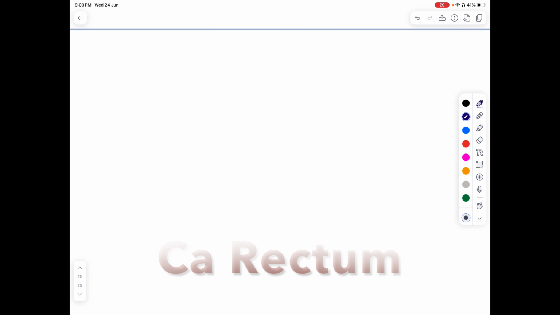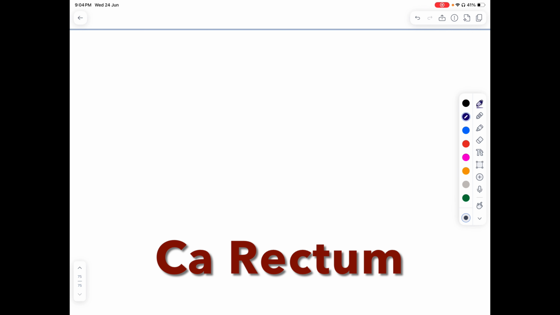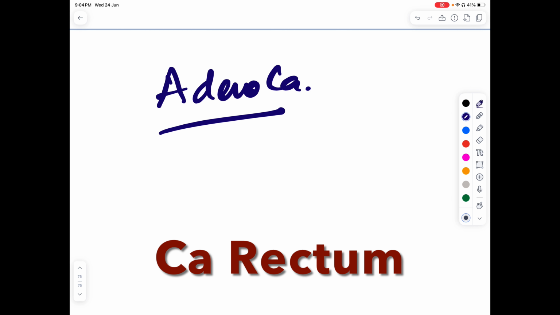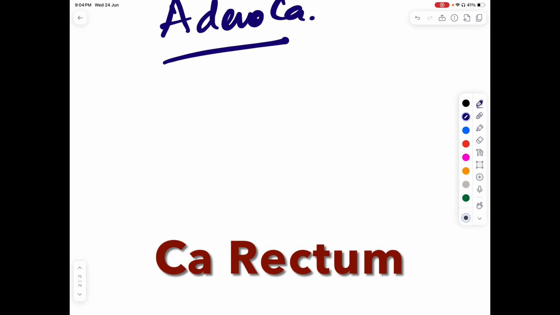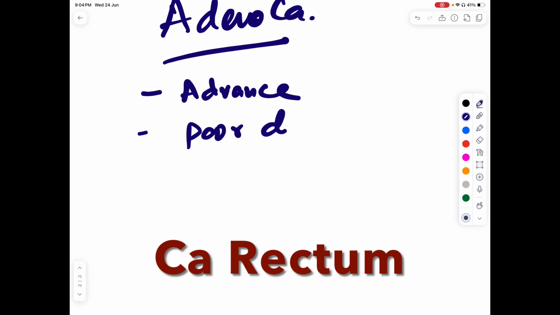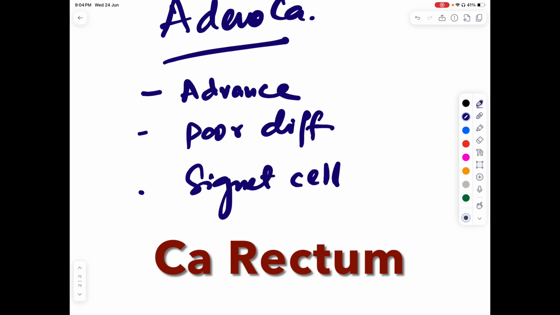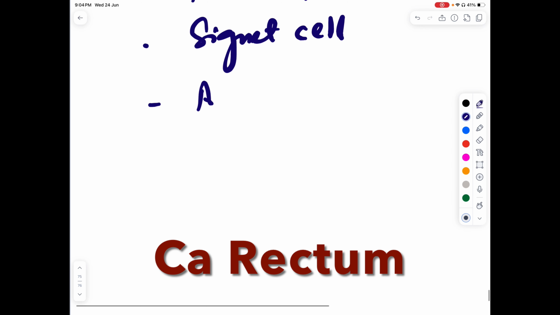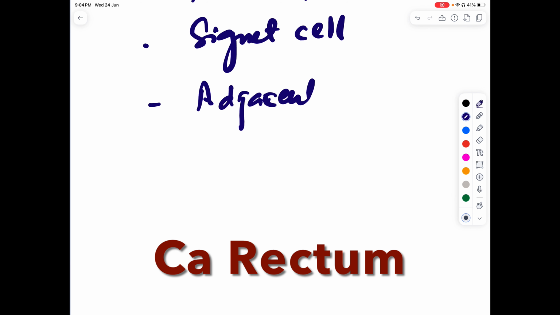The next station is a 70-year-old man. Colonoscopy is performed, there is a rectal tumor, and biopsy shows adenocarcinoma, which suggests a poor prognosis. What features suggest a poor prognosis? Advanced age, poor differentiation, signet cell type, adjacent structures involved, obstructing lesion, ulcerative lesion, and high CEA.